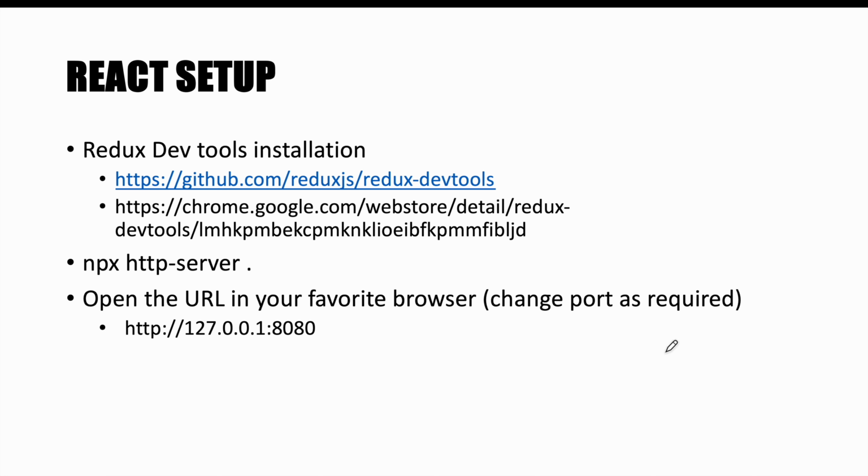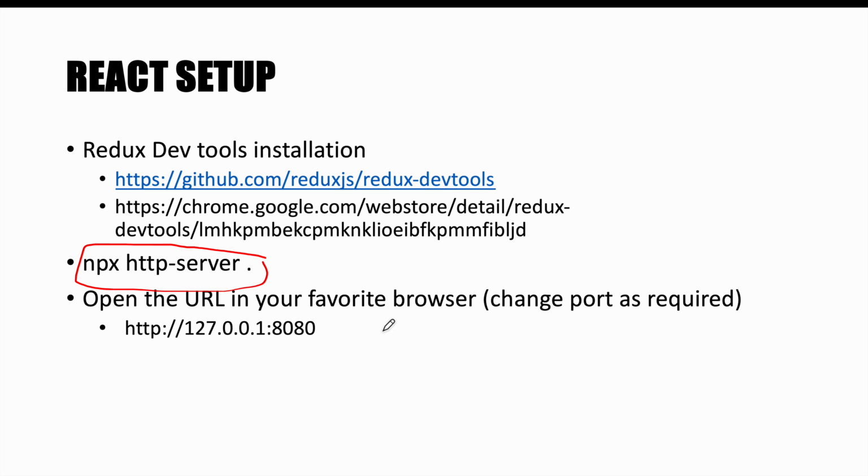For the setup, what we need to do is install Redux DevTools. This is not a mandatory thing, it's optional. It would allow us to see the Redux state visibly. And we start the HTTP server using this command, and the file would be in the current directory. That's where the dot is listed here, and then we can open the URL in Chrome or whatever is our favorite browser and see how it behaves.